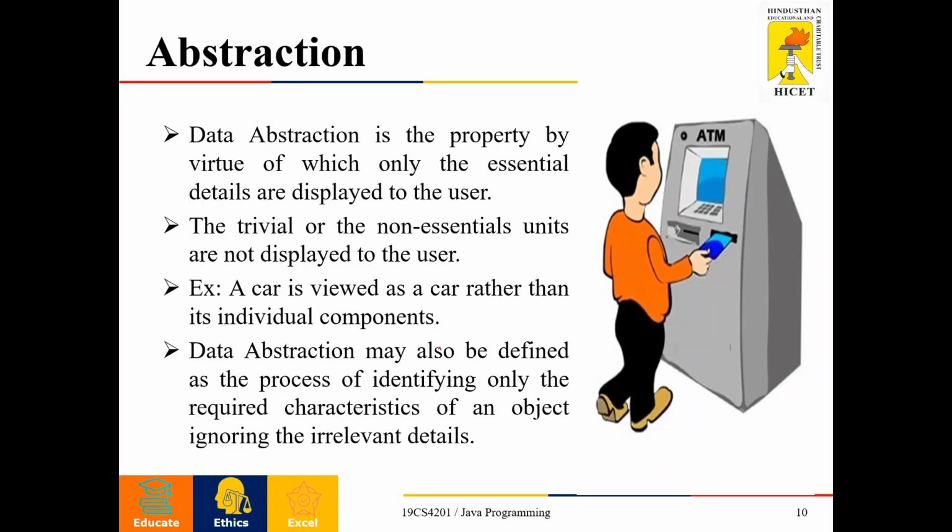So data abstraction is defined as a process of identifying only the required characteristics of an object, ignoring the irrelevant details. Say for example, a user debiting money from an ATM. He'll be using the card, but he'll not be aware of how transactions actually happen and money is getting debited. So this is also an example of abstraction.